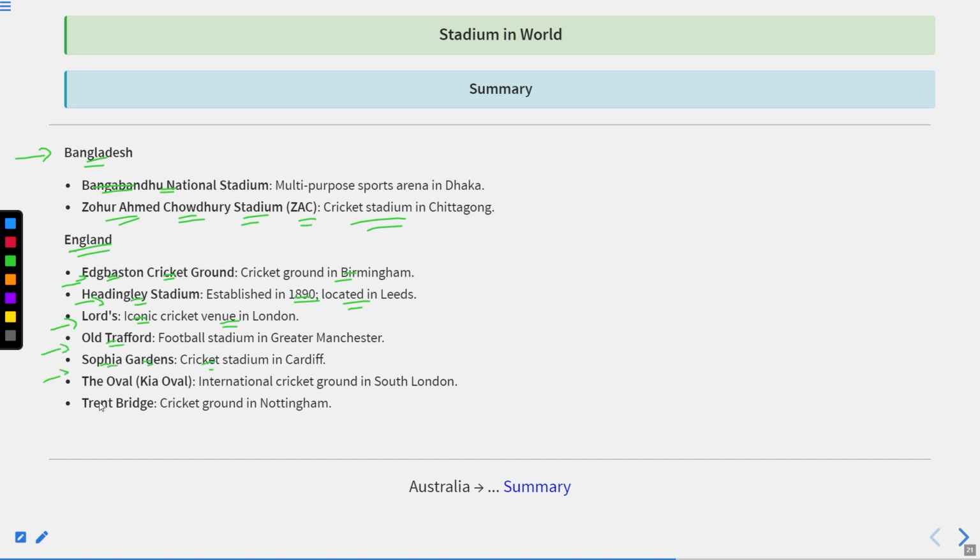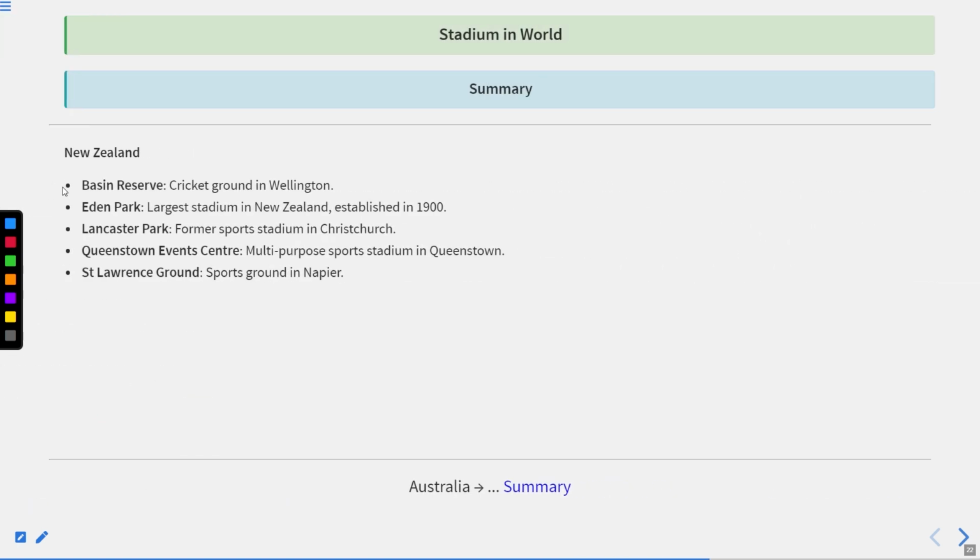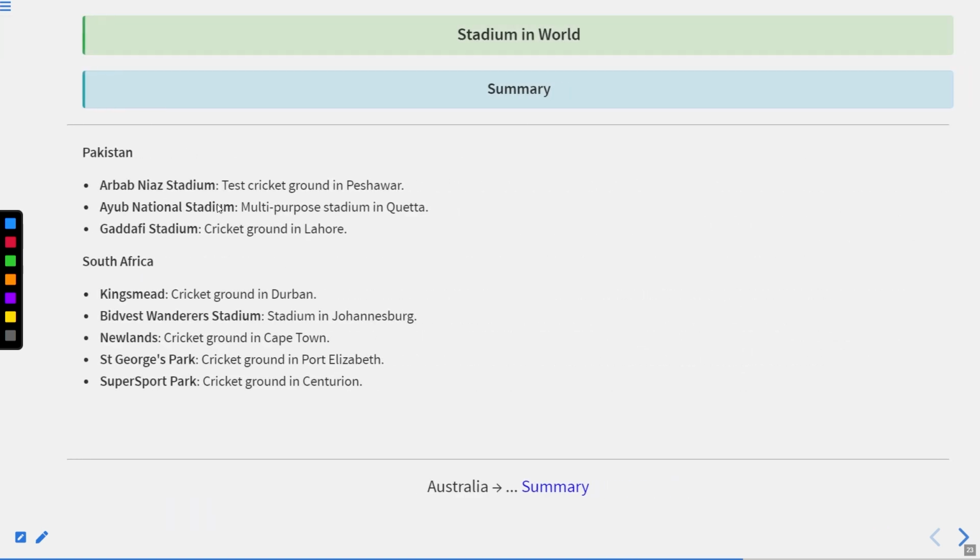Sophia Gardens cricket ground in Cardiff. Oval or Kia Oval, international cricket ground in South London. Trent Bridge cricket ground in Nottingham. New Zealand, Basin Reserve cricket ground in Wellington. Eden Park, largest stadium in New Zealand, established in 1900. Lancaster Park, former sports stadium in Christchurch. Queenstown Event Centre, multi-purpose sports stadium in Queenstown. St. Lawrence Ground, sports ground in Napier.